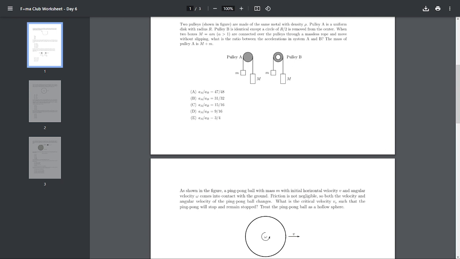The mass of pulley A is big M plus little m, right? Okay, so usually I would probably go, oh, Atwood machine. Problem is that doesn't work. Since they move without slipping, that means that the pulley also does something, and we need that, and it also has a mass, right? So let's start working on this.